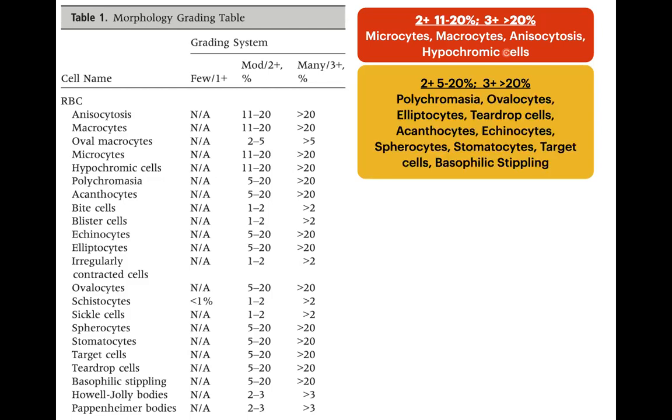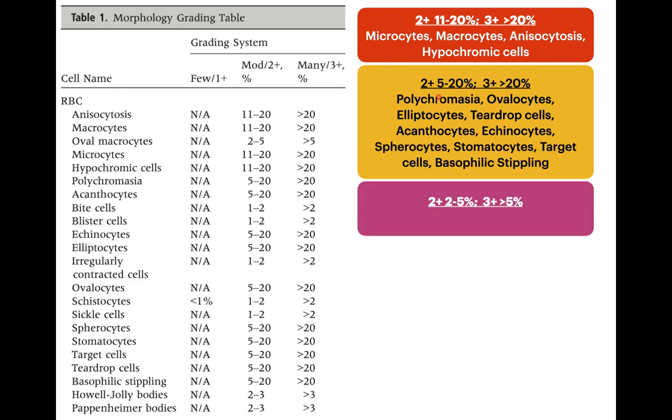So for polychromasia and all these other abnormalities: ovalocytes, elliptocytes, teardrop cells, acanthocytes, echinocytes, stomatocytes, target cells. I try to remember them as the cells which do have a central pallor. All these cells, other than spherocytes, have this central pallor, and then polychromasia and basophilic stippling. The cutoff is 5%. If they are less than 5%, you don't need to describe them. The other category is 2 to 5% as 2+, and more than 5% as 3+. That is oval macrocytes. You don't need to describe oval macrocytes if they are less than 2%.